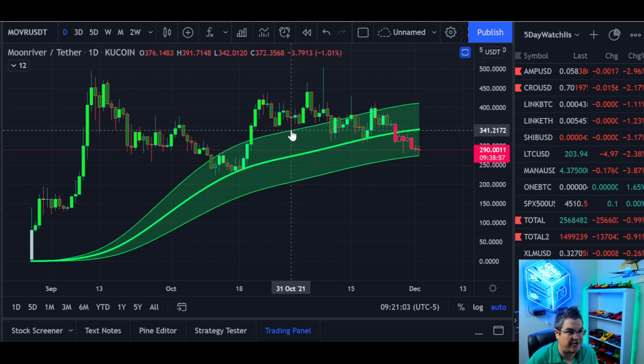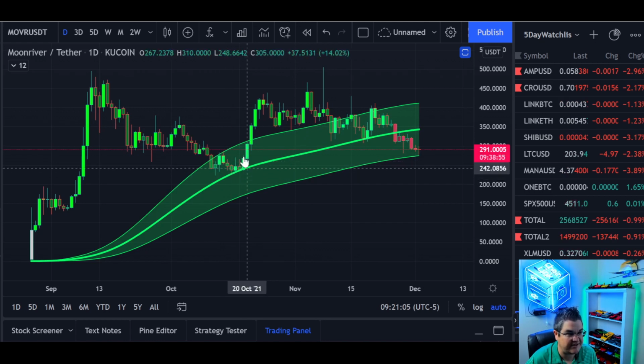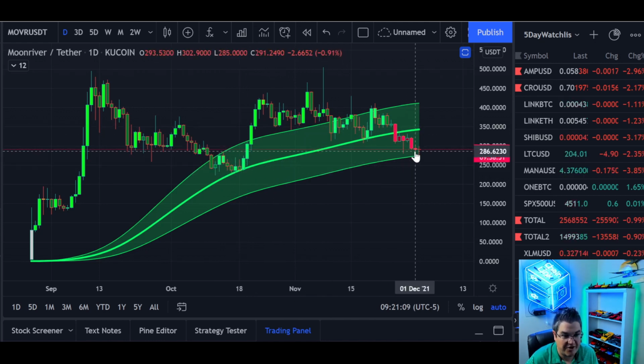Look at this wick. It wicked right to that, right? Look at this consolidation area. It held perfect support right on the median line. Look where we are now. We're right at the bottom of a Gaussian channel.